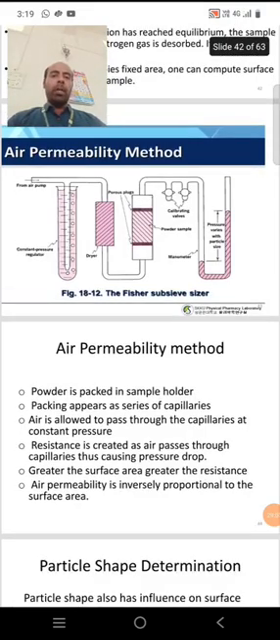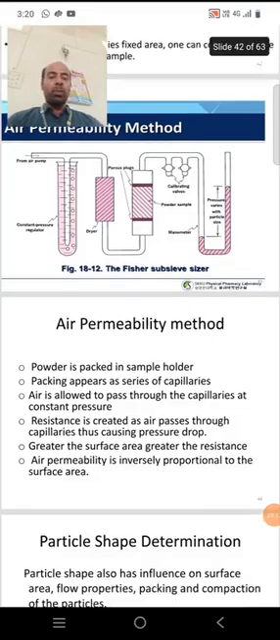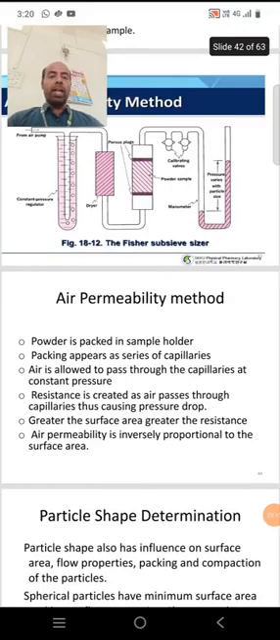In the air permeability method, powder is packed in a sample holder. Packing appears as a series of capillaries. Air is allowed to pass through the capillaries at constant pressure. Resistance is created as air passes through the capillaries, causing a pressure drop. Air permeability is inversely proportional to the surface area.